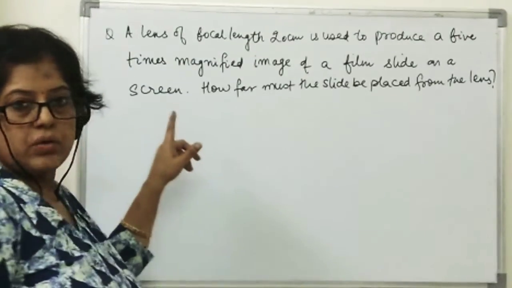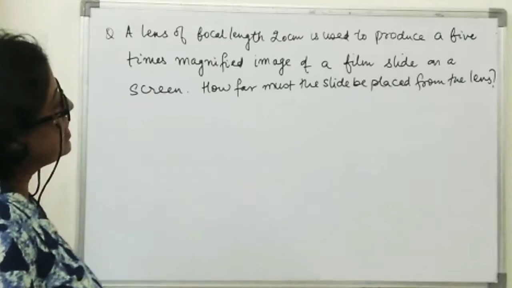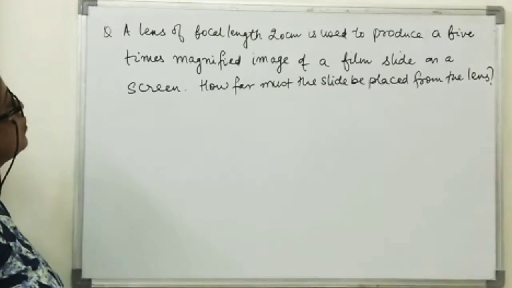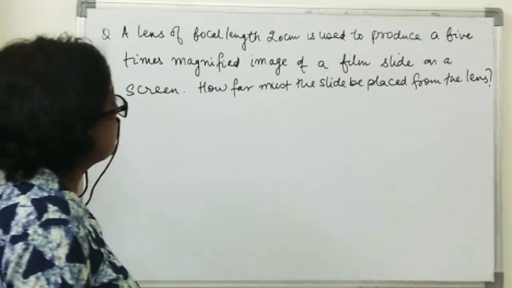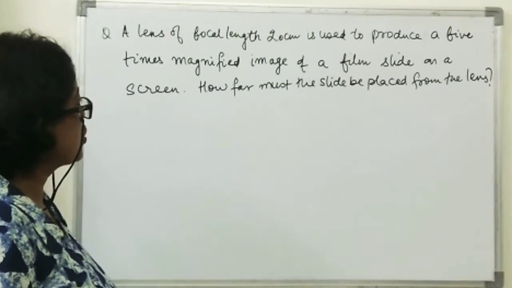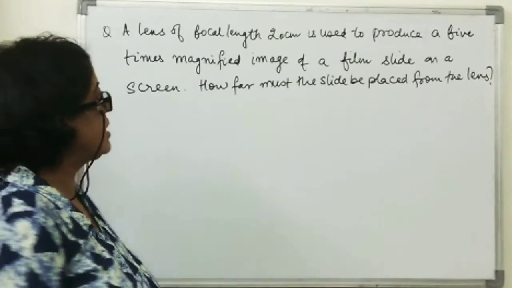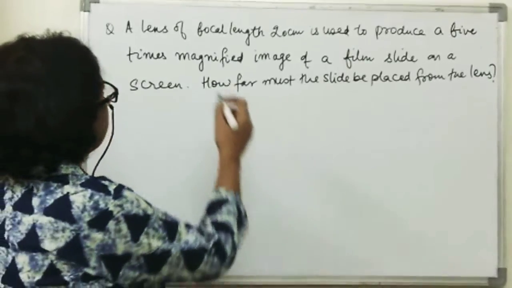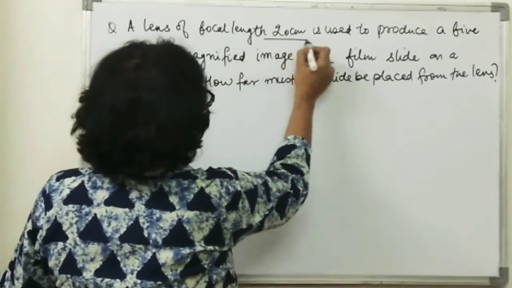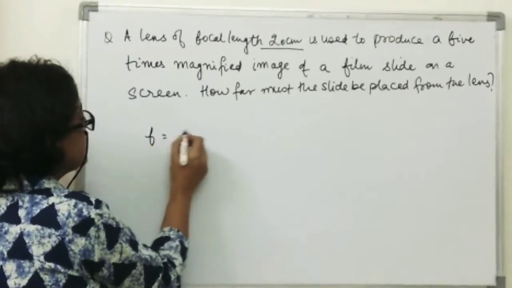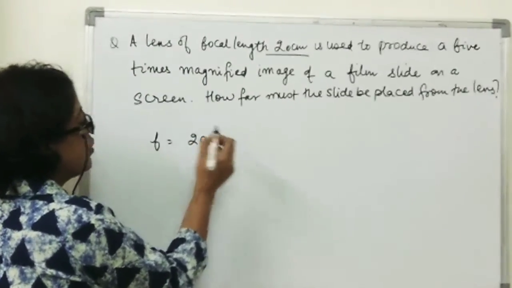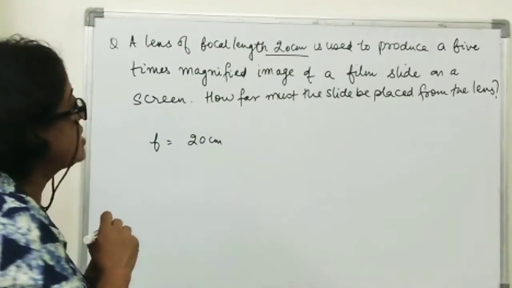The next question now is: a lens of focal length 20 cm is used to produce a 5 times magnified image of a film slide on a screen. How far must the slide be from the lens? Now let's see what is given in the question. It is given that the lens has a focal length of 20 cm. Now it's not given which lens it is. So let's read the further question and try to find out which lens it is.